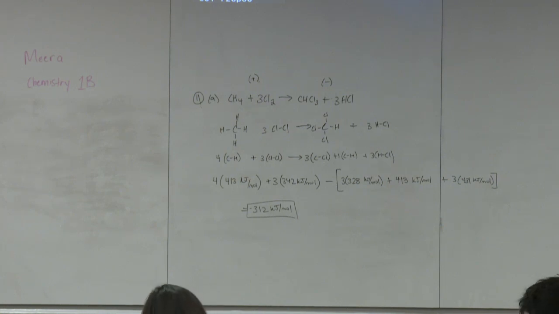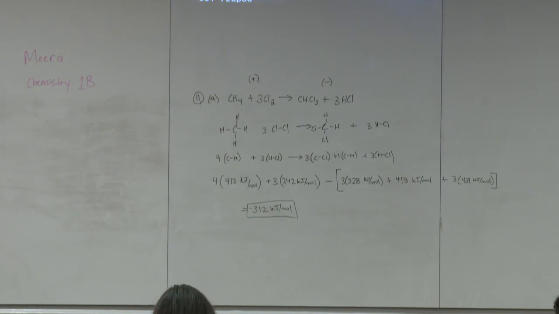So anytime they ask for that, it's basically just draw the Lewis structure, see how many types of bonds you have, then plug it in and subtract the products from the reactants. Yes. So you always subtract products from reactants. Wait, explain. You want to explain why you subtract products from reactants? Okay. Oh, you want me to do it? Yeah. Oh, I don't know.